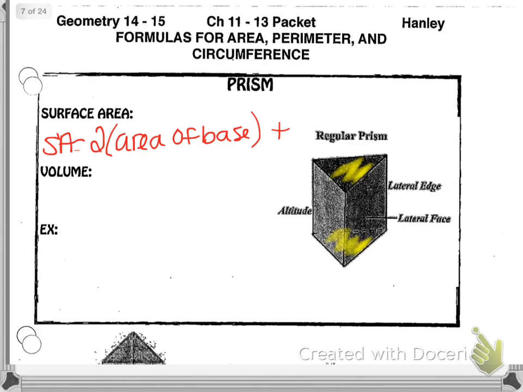And you're going to add to that the area of the lateral faces. And so you might have all the same areas, or they might be different depending on the side lengths of your base shape, that triangle. So if it's an equilateral triangle, then your lateral faces will all be the same size. However, if it's not, then you're going to have to find the actual area of each piece. So the last piece is adding the area of each lateral face.